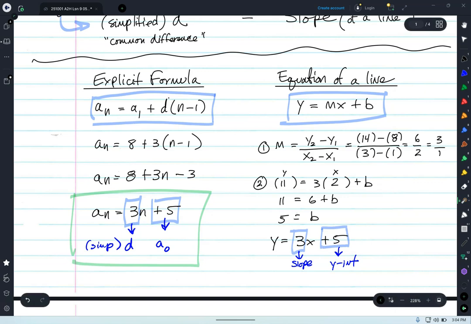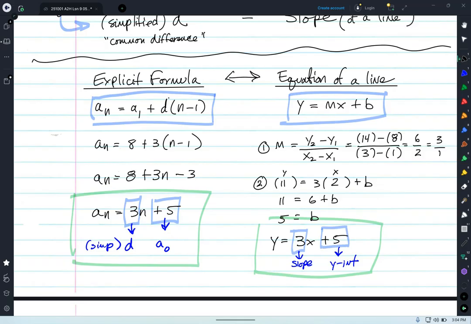In different languages. In Algebra 1 language, here, and in Algebra 2 language, there. Okay, so, if the lesson title is, ready? If the lesson title is Arithmetic Sequences and Linear Equations, now you can see that we have the same thing. Okay?